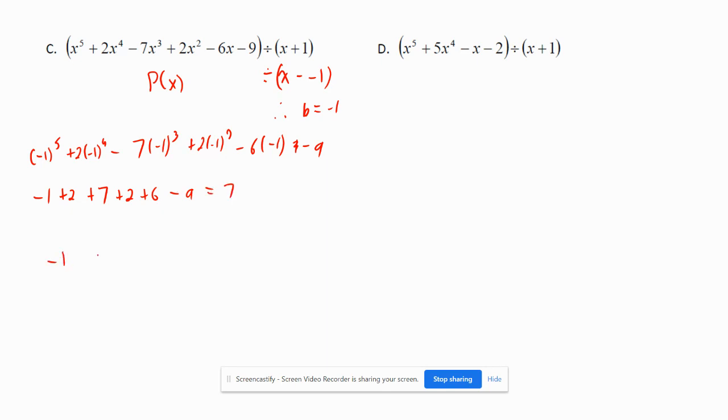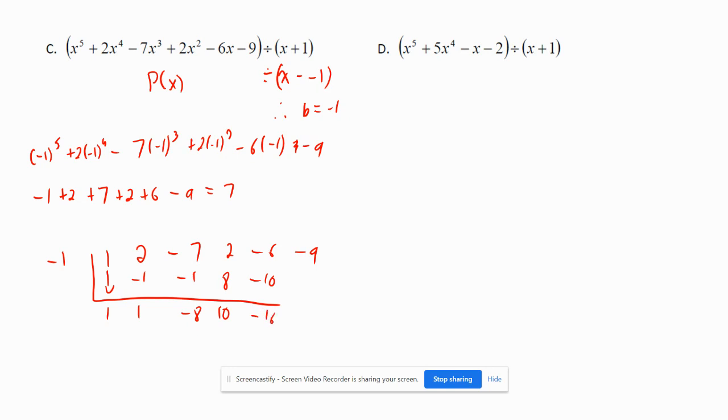Again, our synthetic division was: put in the 1, we multiply and add, we multiply and add, and again, our remainder matches up with this number over here.